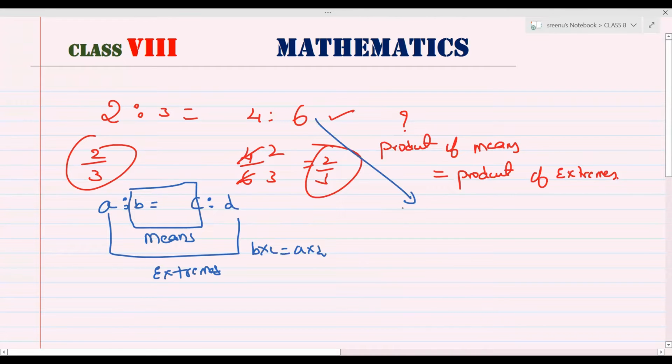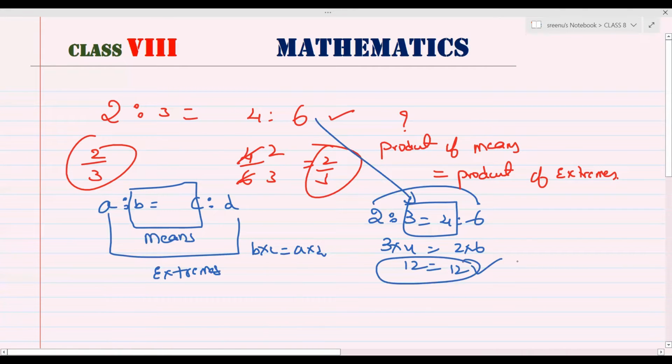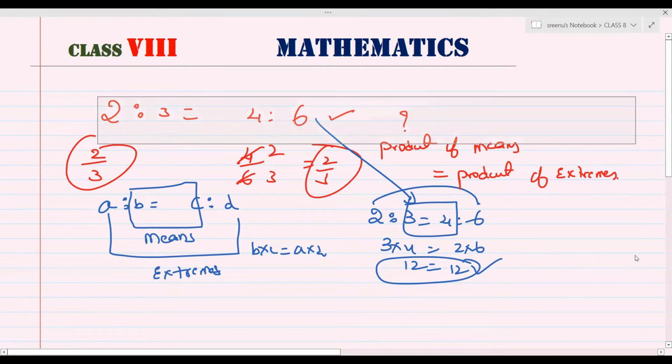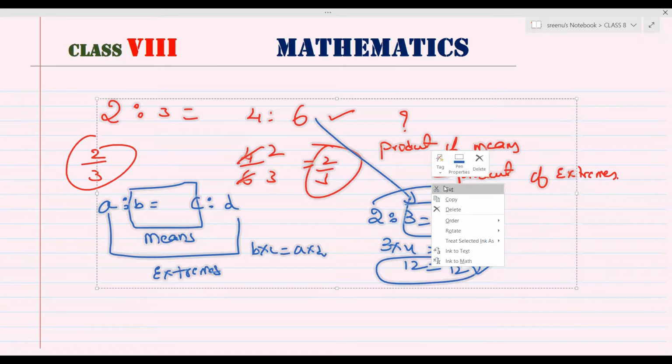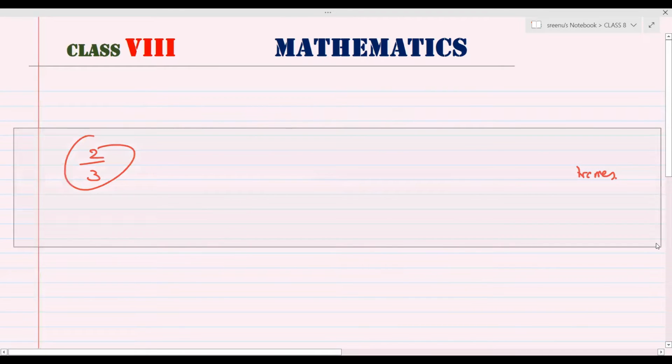Let us take this example only. 2:3 is equal to 4:6. Multiply the middle two, 3 into 4. Multiply the first and last, 2 into 6. 3 fours are 12, 2 sixes are 12. We got the same, no? So this is called proportion. Okay. Here third proportion and fourth proportion are important. What is third proportion? What is fourth proportion? I will tell you now. So I'll erase this. Simple concept only.